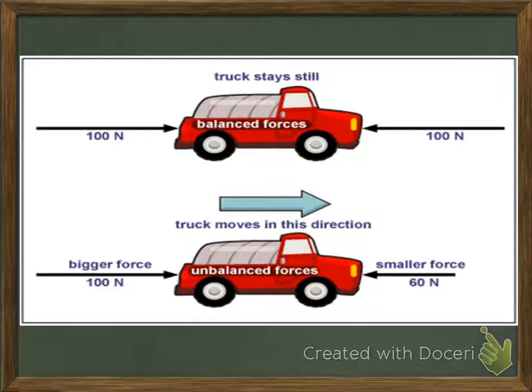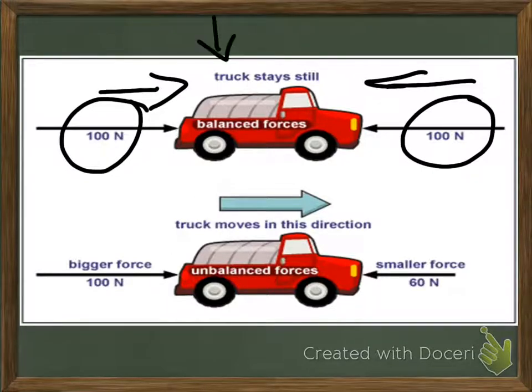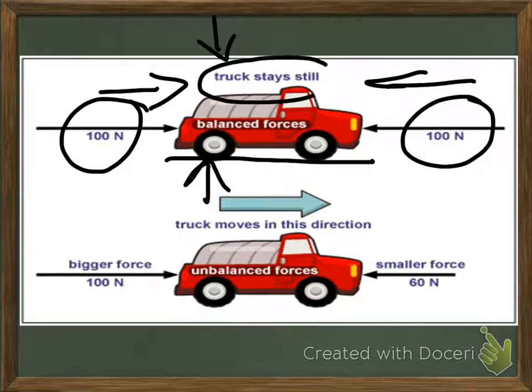So in this example that we've got here, we've got a truck, and in the top example, we've got forces of 100 newtons acting on it from either side. So a forward motion, 100 newtons, and a backward motion, 100 newtons. We also know that there's the upwards push from the road and the downward push of gravity. So this truck here is staying still, and we've got balanced forces.